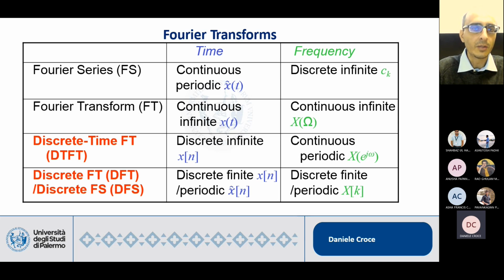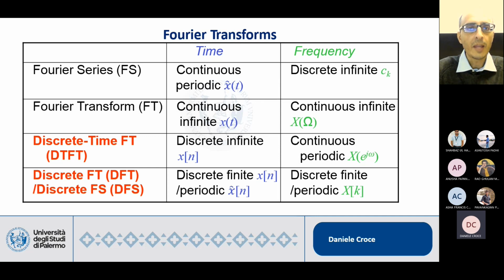And we have seen, or you should know already from previous courses, that when you have a Fourier series of a continuous periodic signal, in frequency we obtain an infinite number of discrete coefficients of the Fourier series. In the continuous time Fourier transform, you have a continuous function that is in principle infinite, and in frequency, when you do the Fourier transform, you have a continuous function that is infinite as well.